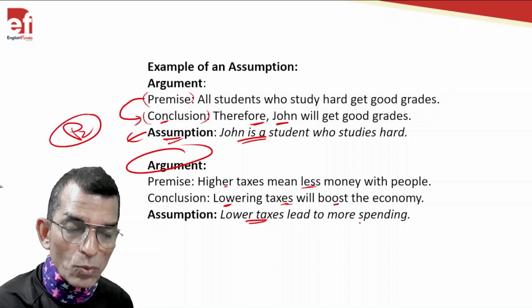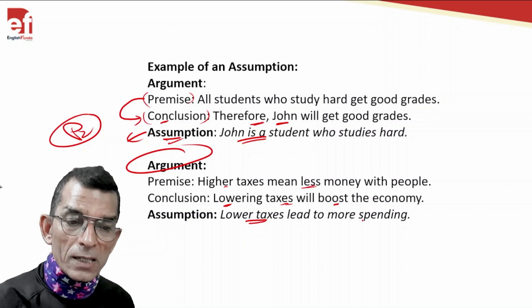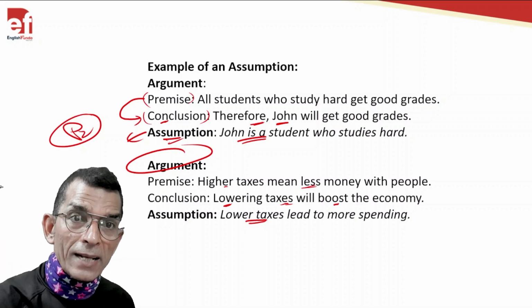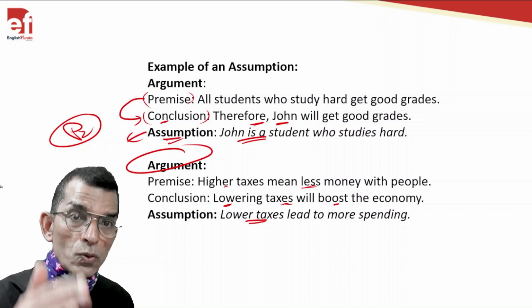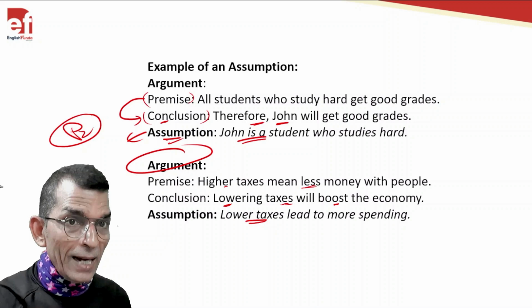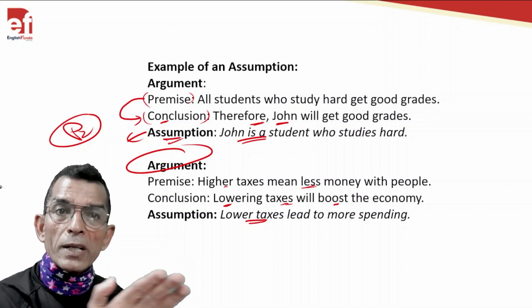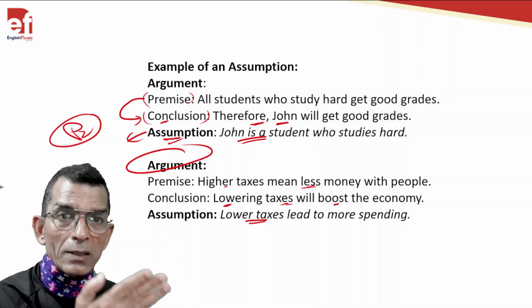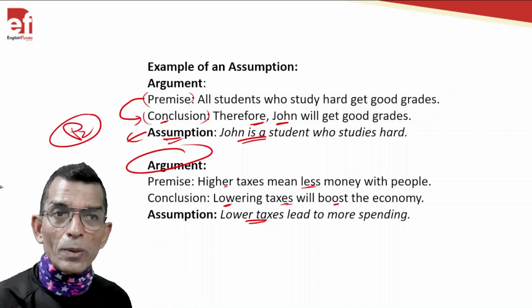Lower taxes lead to more spending. Of course, because the first statement says high taxes mean less money with people. So when you lower the taxes, people are going to have more money in their hand. Now, with that, they'll start buying. So the economy gets a boost. The supply and demand goes up. Okay, and the economy gets a boost.